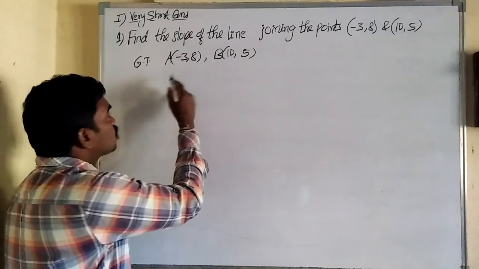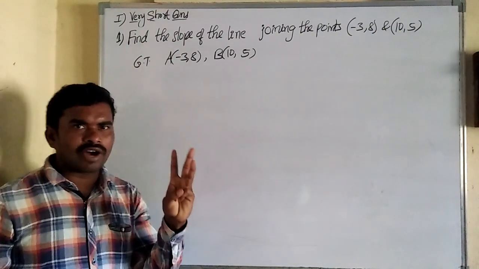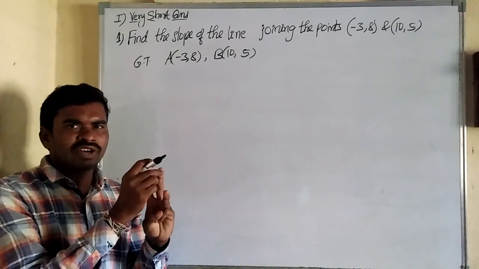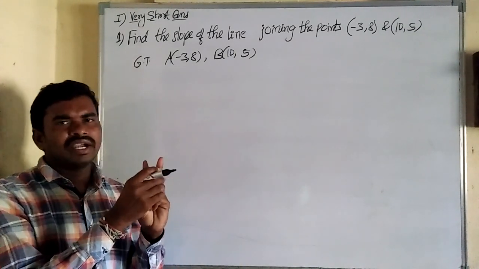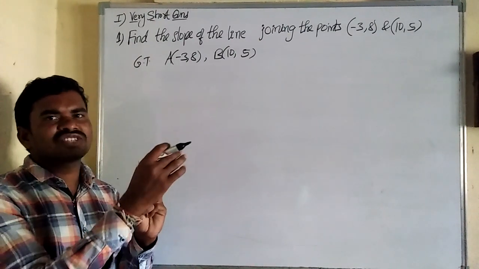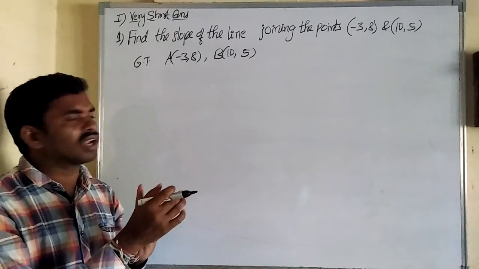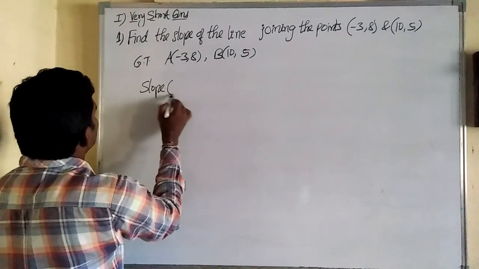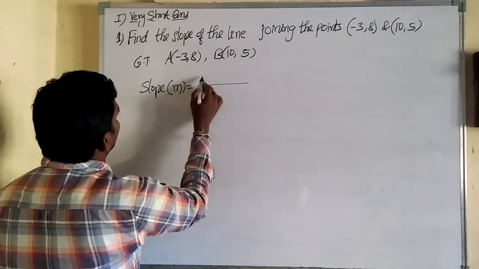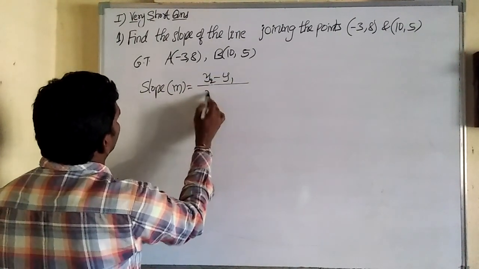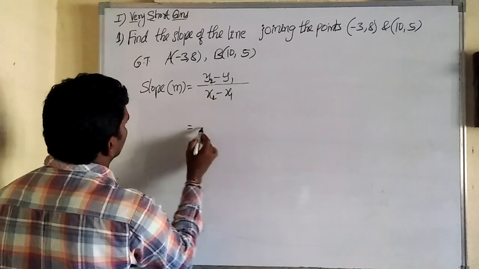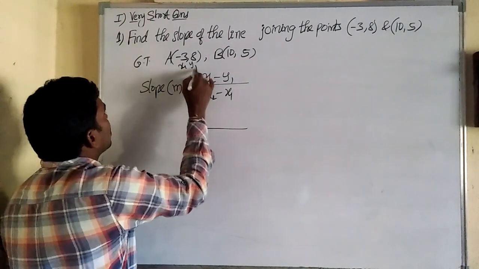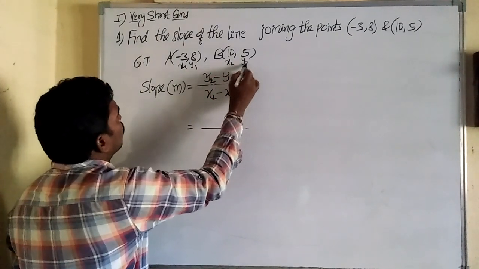Okay, what is the slope formula? We have only 3 formulas. One is tan theta. Second one is -A by B, and the third one is (y2 minus y1) by (x2 minus x1). So first of all, write down the slope: m equals (y2 minus y1) by (x2 minus x1). The first point is x1, y1 and the second point is x2, y2.